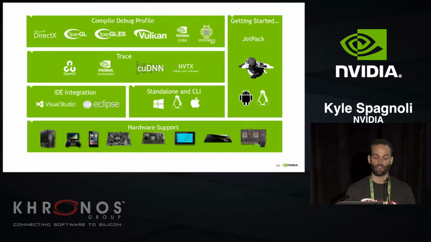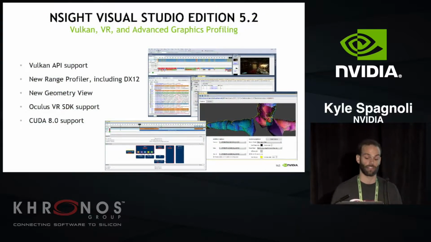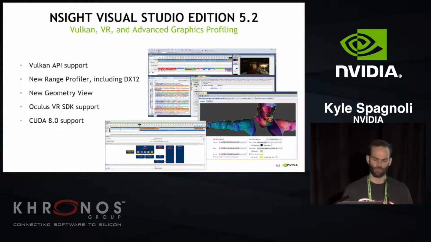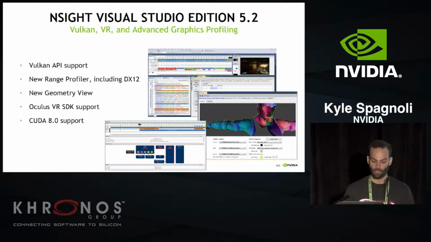We have a lot of different hardware support, a lot of different OSs are supported, and a lot of different APIs are supported. We have DirectX support, OpenGL support, GLES, CUDA, and starting today, or I guess this week, we're actually adding Vulkan support to our Nsight graphics debugger. With that, we're releasing version 5.2, which will be available later this week or maybe sometime next week, hopefully. And one of the main features we're adding is the Vulkan API support.